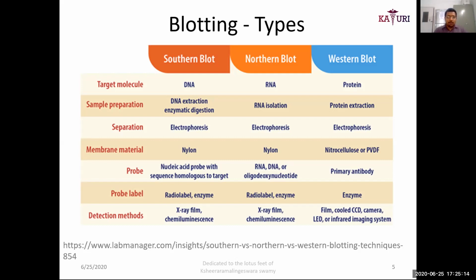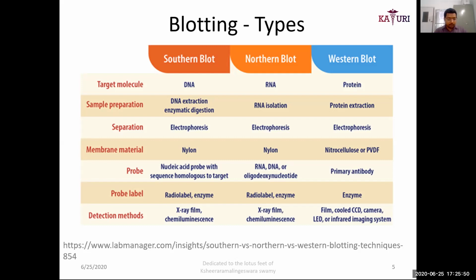Apart from that, everything else goes alike, except for the use of a polyvinylidene difluoride membrane for Western blot, and nylon or nitrocellulose paper for Northern and Southern blotting. And coming to the probes, for DNA you use a complementary DNA probe. For RNA, you can use either a complementary DNA or a radiolabeled RNA probe. But in Western blot, where you are identifying a protein, you use an antibody against the known protein, your protein of interest, which we want to find out.